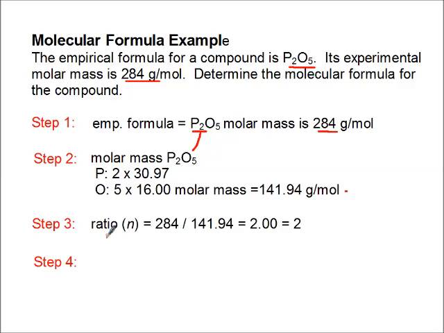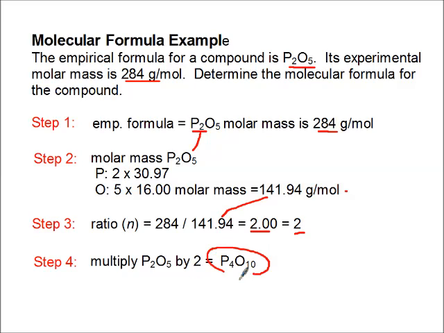Step 3 is to find that ratio, 284, which is what's given up here, divided by what I just found right here, gives me a ratio of 2. And it might be 2.1, it might be 1.99. It's okay, round it off to get a whole number, which I then multiply the P2O5 by 2 to get P4O10. And this would be its molecular formula. That's what the true formula of that compound is.